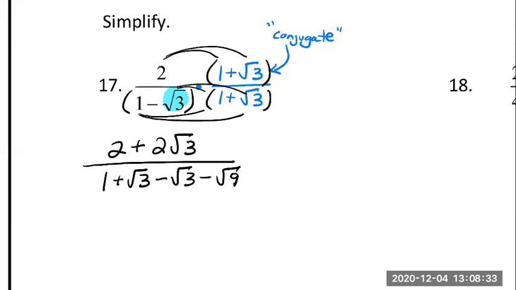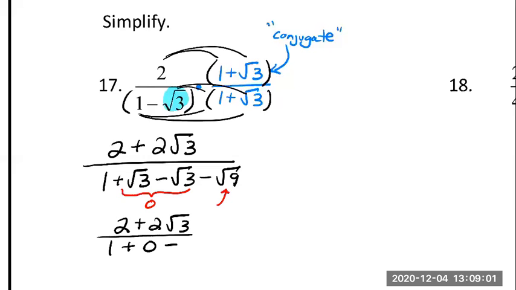Now the reason why we multiply by the conjugate is if you chose the conjugate correctly, this middle term here will always equal 0. That plus root 3 minus root 3 is 0. And then this radical will always be a perfect square. So what we get for an answer is 2 plus 2 root 3, that's the numerator. We have that 1 plus 0 that we got, and then minus the square root of 9 is 3.